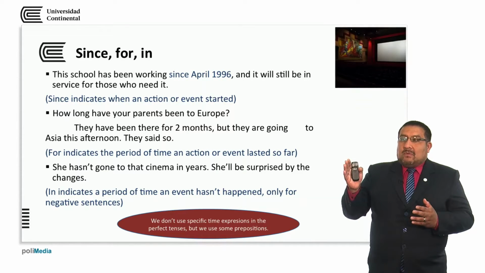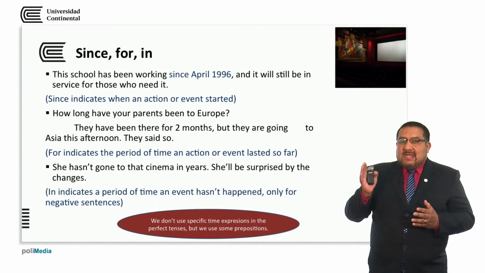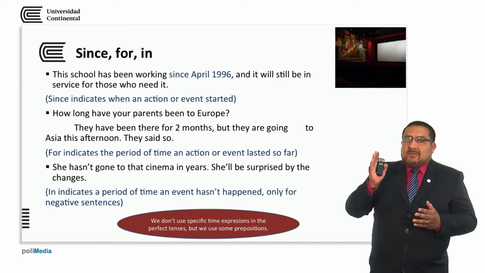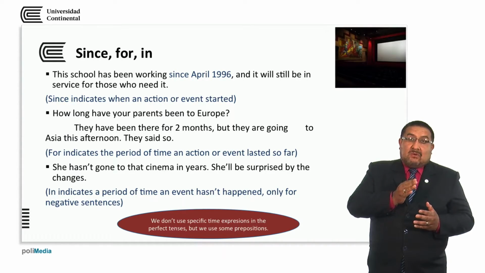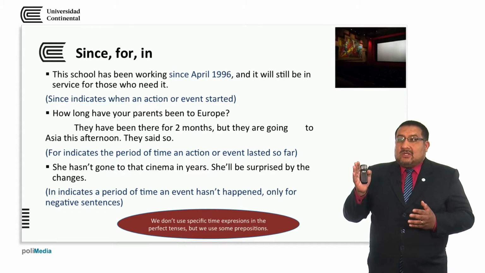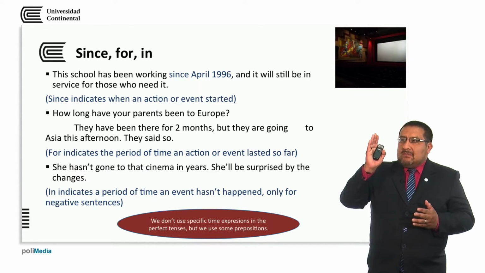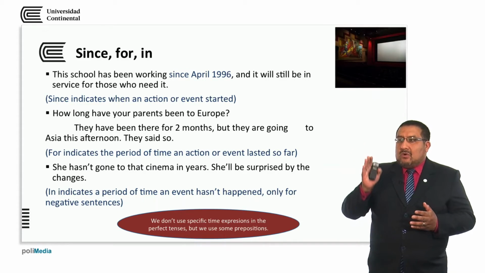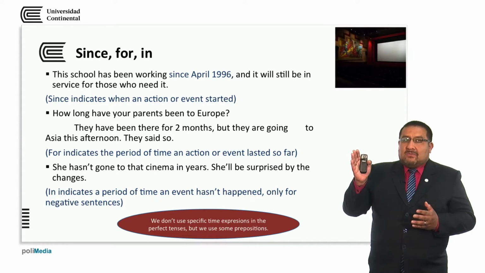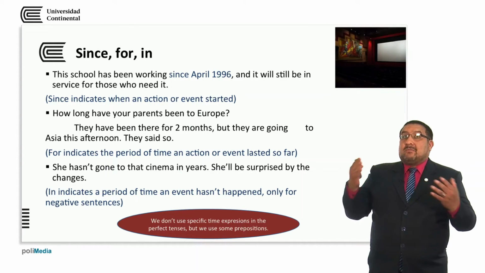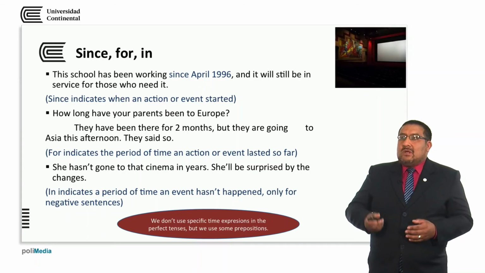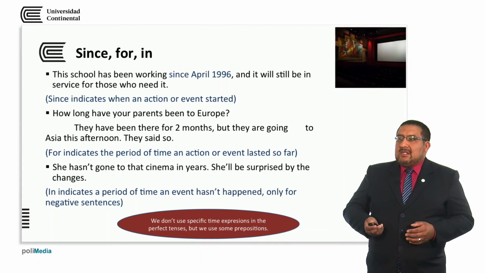So you have to remember, the present perfect never uses a specific time expression because it may refer to the past. We can use some time expressions, but when we talk about these prepositions, with "since" we can use it, or we can talk about a period of time when we use the preposition "for," or we can talk about some other period of time in negative when we use the preposition "in."